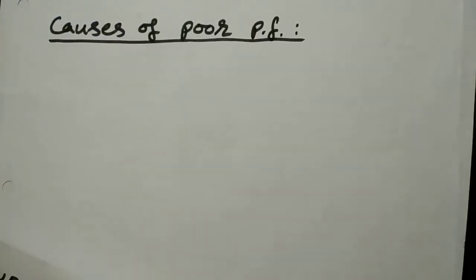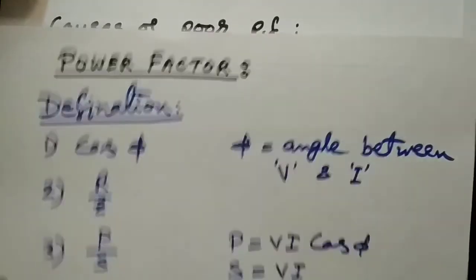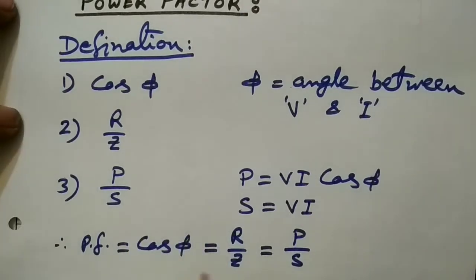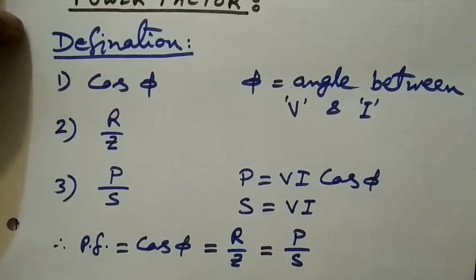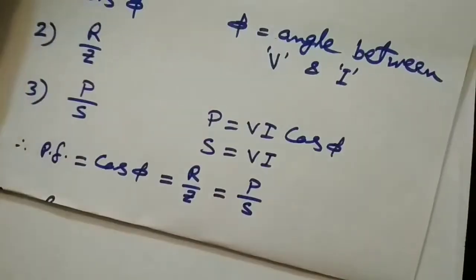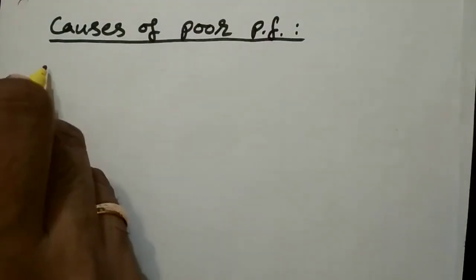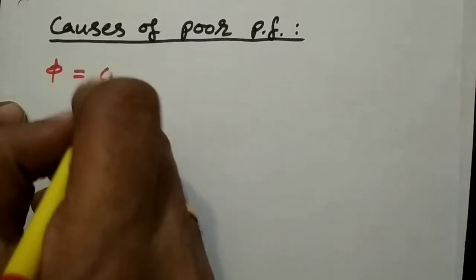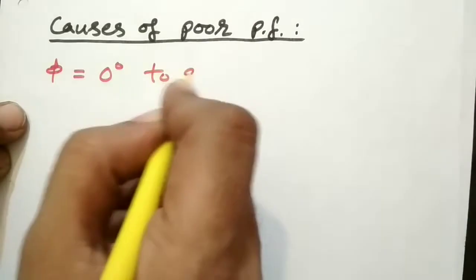Next is the causes of poor power factor. From the definition, we have seen that the power factor is the cosine of the angle between voltage and current. So if we draw the phasor diagram of the voltage and current for a particular circuit, we can see that the angle between voltage and current, that is phi, will vary from 0 degree to 90 degree.